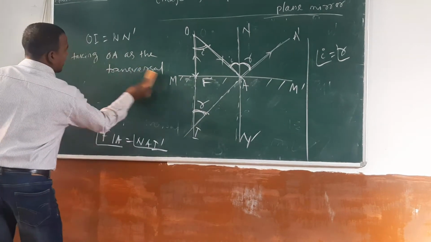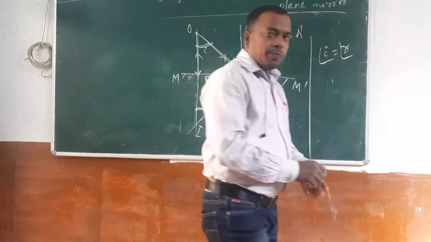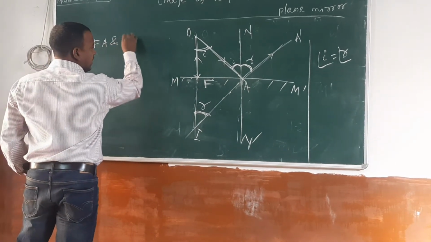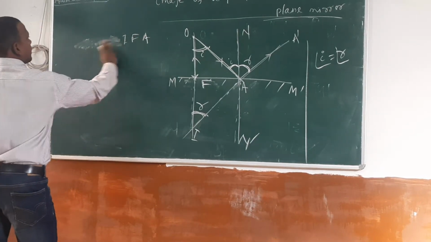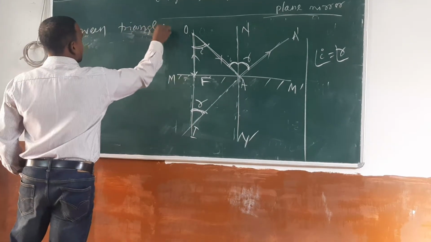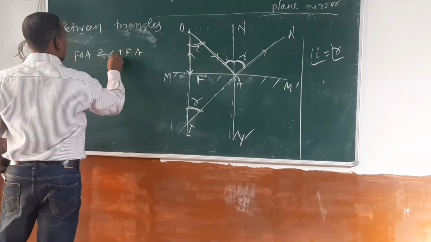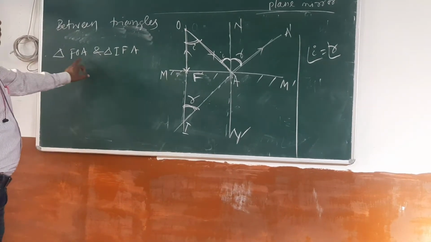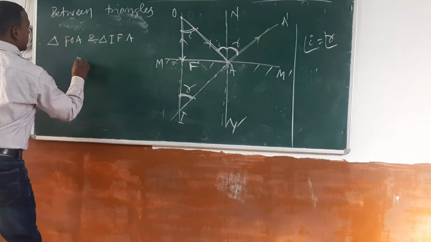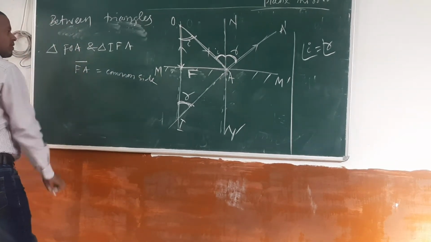Now, if we consider both the triangles, OFA and IFA, between triangle FOA and triangle IFA, we can write, FA is the common side.